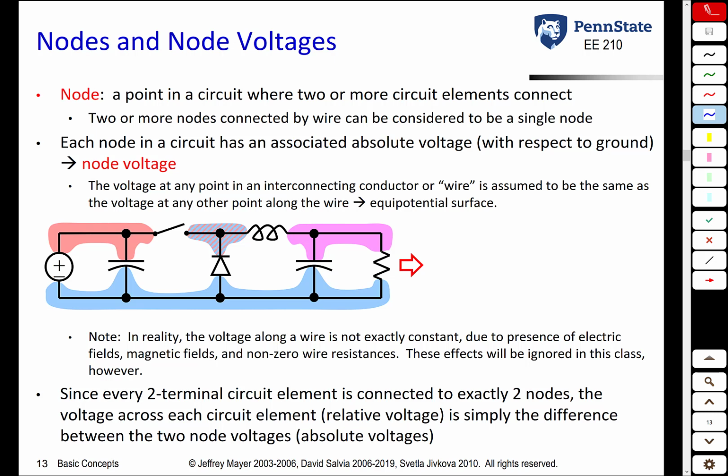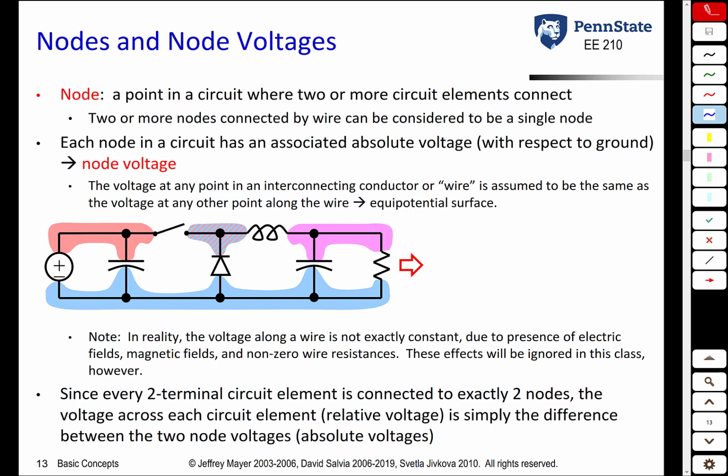The other voltage designation, what we call the absolute voltage designation, was the voltage at a point in the circuit referenced to a point in the circuit that we call ground or 0 volts. And then we talked about how you could go from relative voltage to absolute voltage and vice versa. We're going to talk a little bit more about that in this lecture. We're going to start by defining what we mean by a node and talking about node voltages.